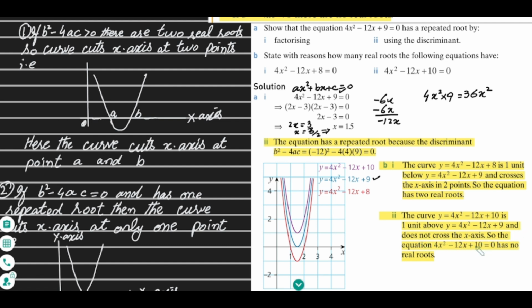and does not cross the x-axis. We can see this purple curve does not cross the x-axis. It is above the x-axis. So this purple equation 4x² − 12x + 10 has no roots because it does not cut the x-axis.